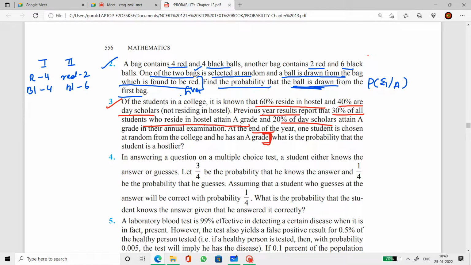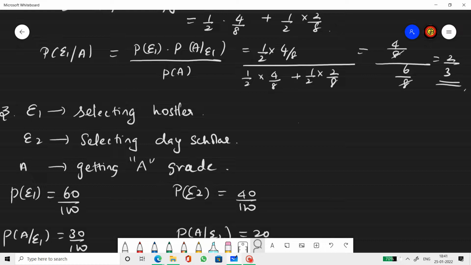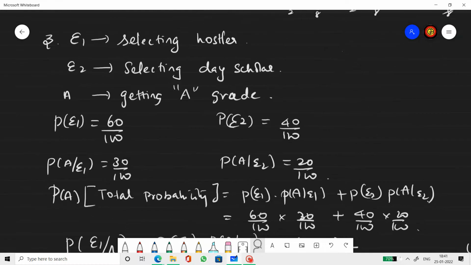What is the probability of a student getting an A grade? A student could be a hostler, or a student could be a day scholar. So then we need to select a hostler and then find the chances of a person getting an A grade. Likewise for the day scholar also. So let E1 be selecting a hostler. Let E2 be selecting a day scholar. Let A be getting A grade.